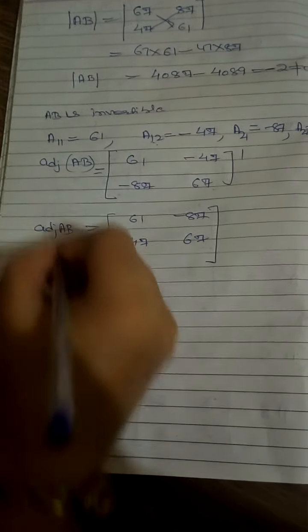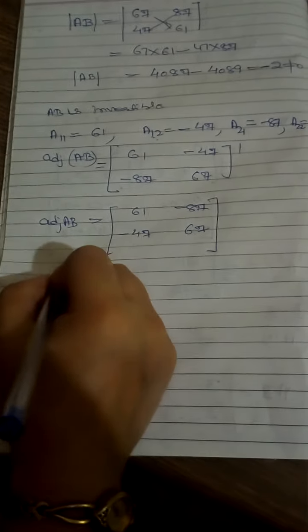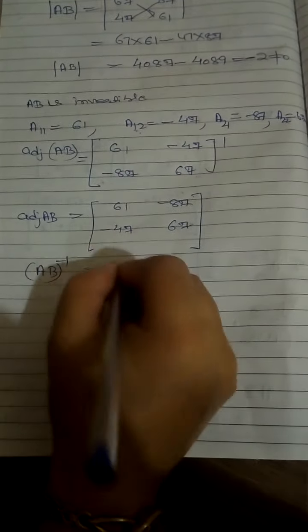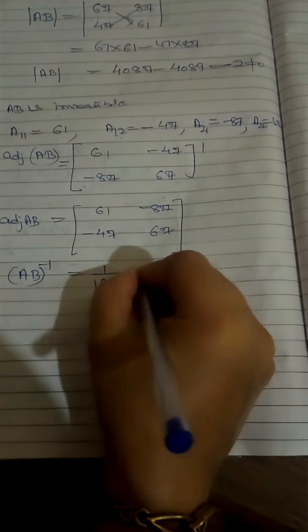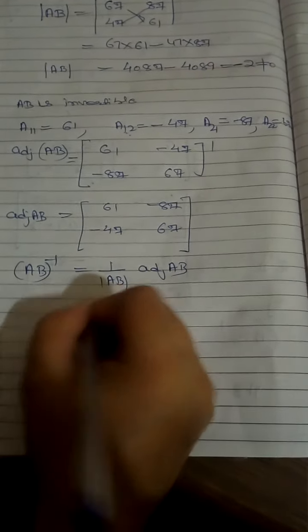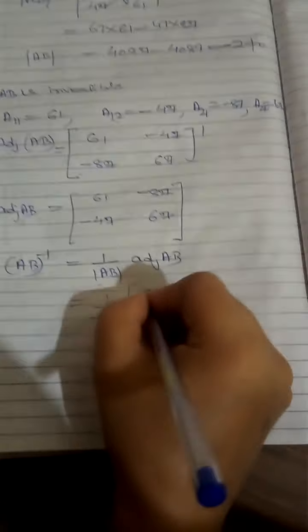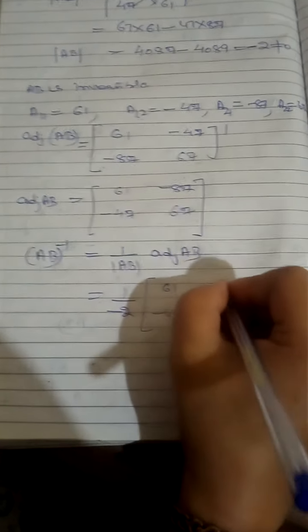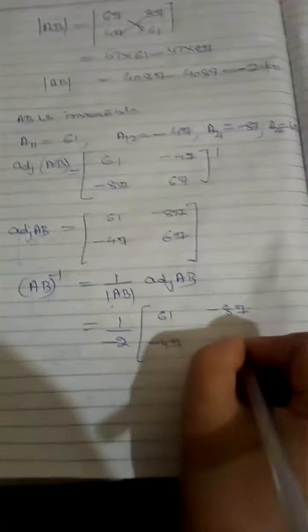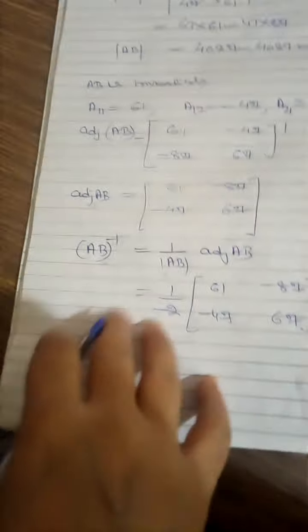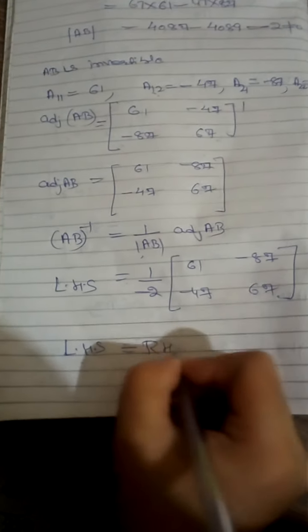Now we have to find out the value of AB whole inverse. What is the formula of AB whole inverse? 1 upon determinant AB into adjoint AB. Now what is the value of determinant AB? That is minus 2. So 1 upon minus 2 into adjoint AB, that is 61, minus 47, minus 87 and 67. This is the value of AB whole inverse. And the value of B inverse, A inverse is this one, 67, minus 87, minus 47, 61. It means LHS and RHS are equal. LHS is equal to RHS, hence verified.